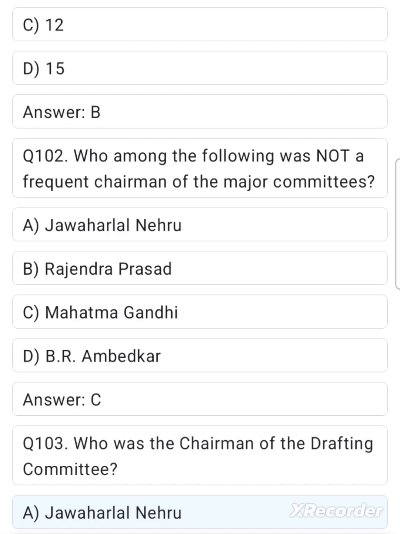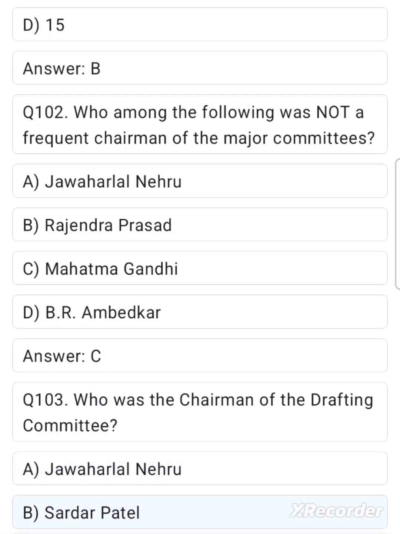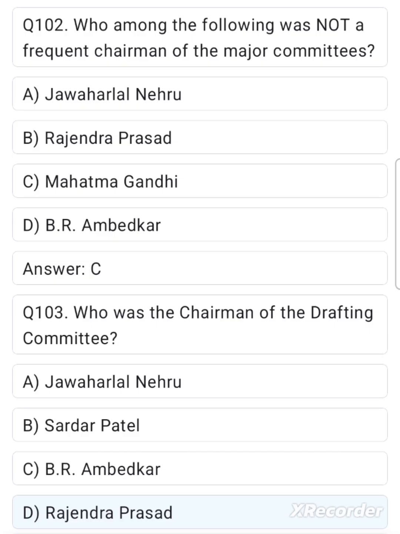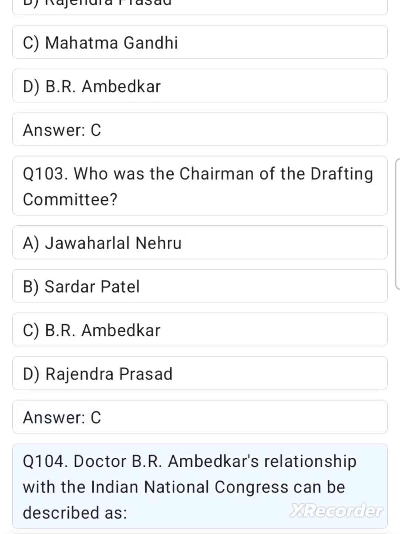Q103. Who was the chairman of the drafting committee? A. Jawaharlal Nehru. B. Sardar Patel. C. B.R. Ambedkar. D. Rajendra Prasad. Answer C.